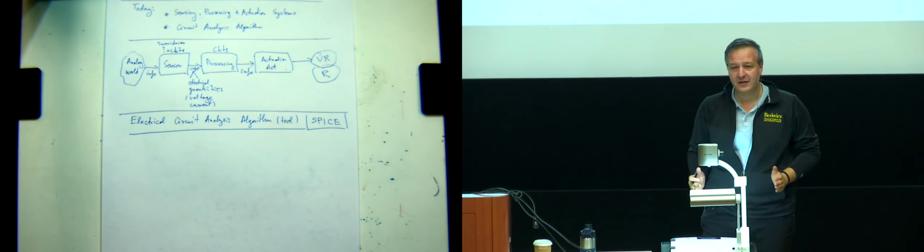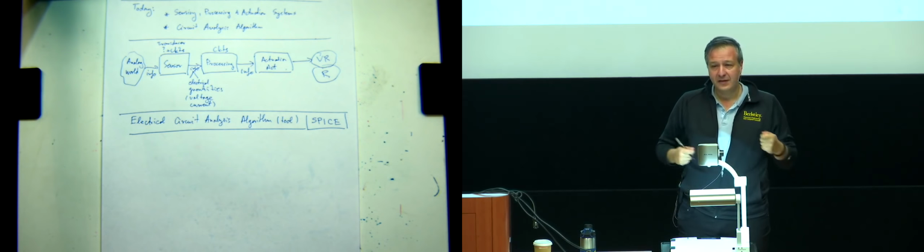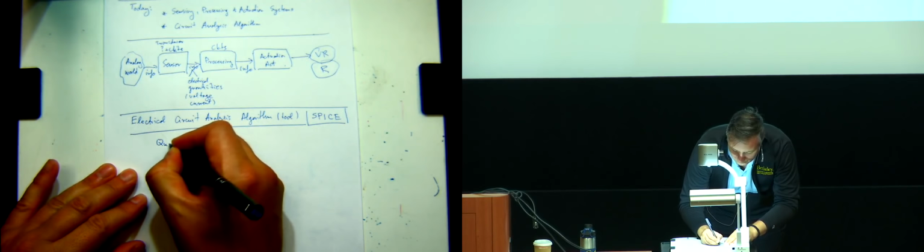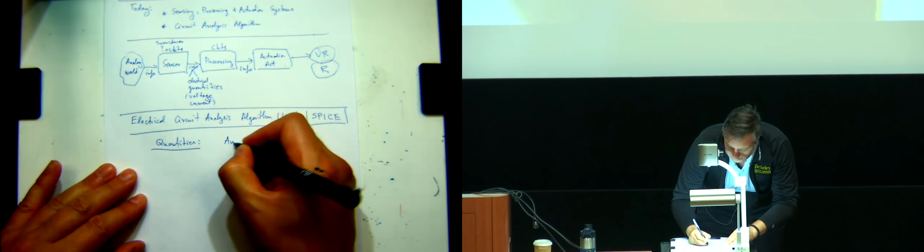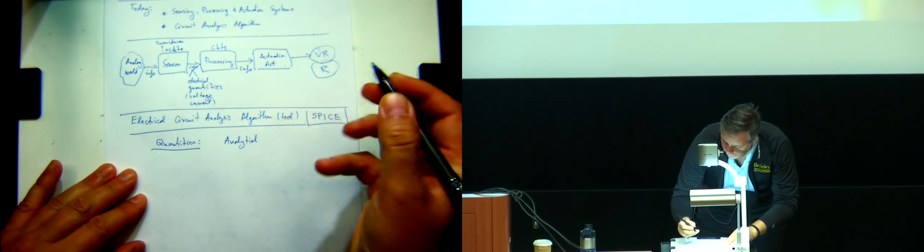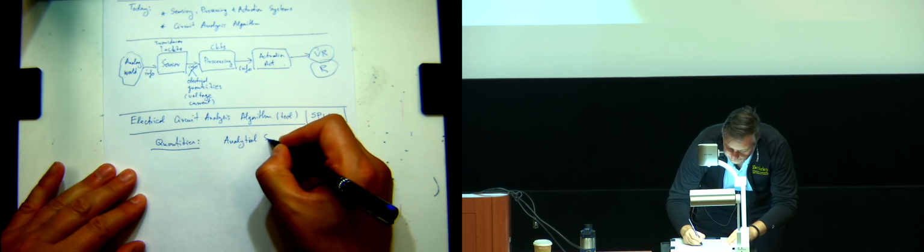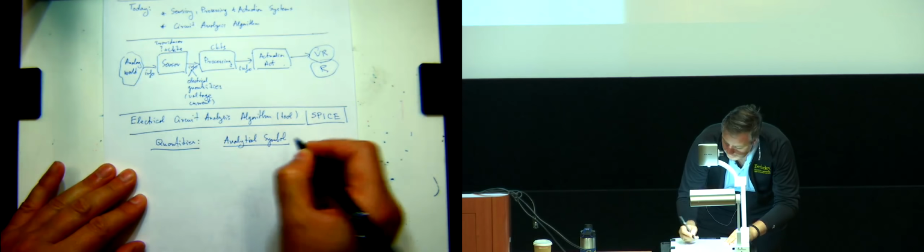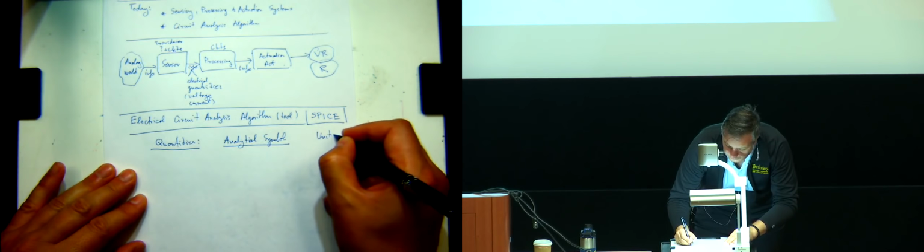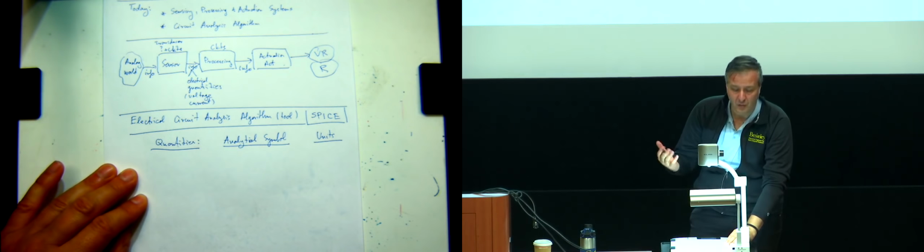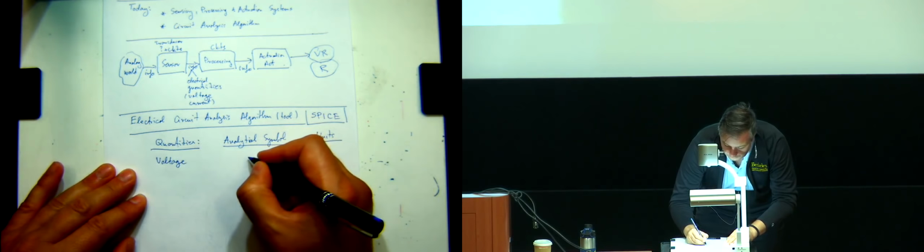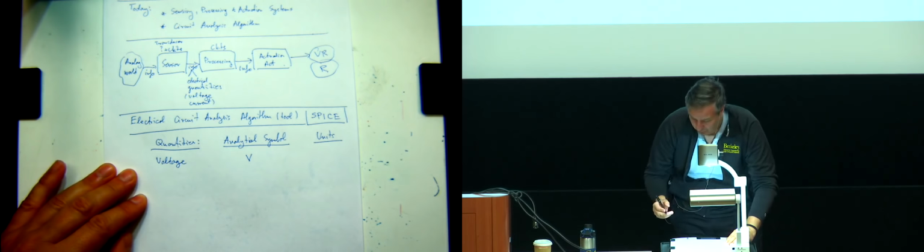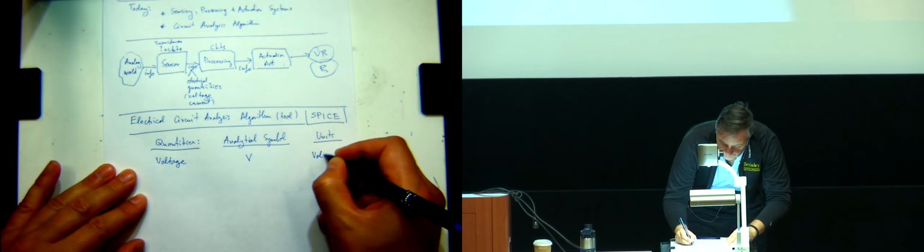So I'm just going to define these quantities as quantities that a computer understands and operates on. We're going to have quantities, an analytical symbol, and then we're going to have units. Okay, so the first quantity we said was voltage. We're going to label it as V. Okay, and units will be volts.